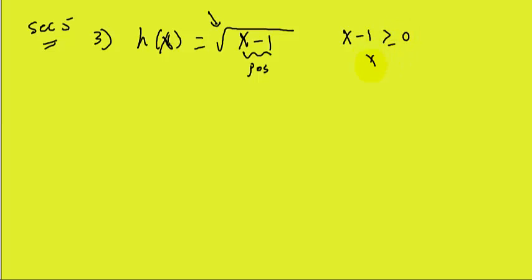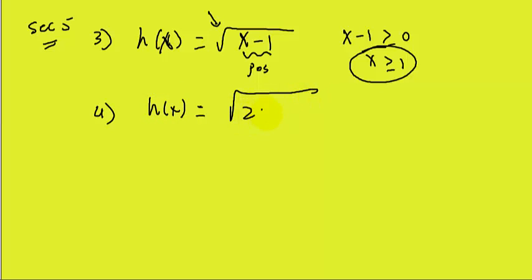And I solve, I get x is greater than or equal to 1. And that's my domain. Okay, that was easy. But let's take a look at number 4, where you have h of x is equal to the square root of 25 minus x squared.